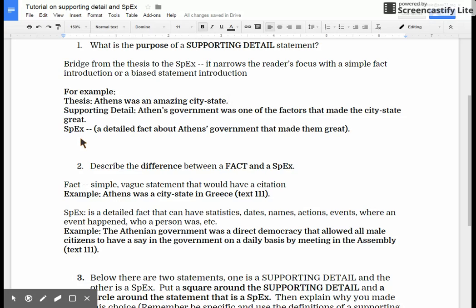Remember though, your SpEx cannot be biased, but your supporting detail can have bias. By putting the word great in, I've shown bias. And when I give the fact, I'm then putting my fact into context. And I'm going to talk about a fact below that you could use to support this idea. Okay, so once again, please make sure you're taking notes on this. And when you go to take the quiz, this is what I'm going to expect you to remember.